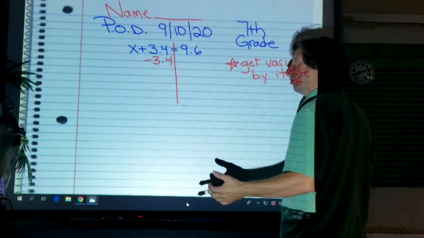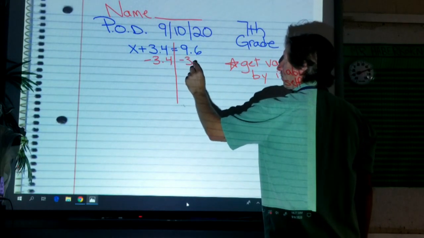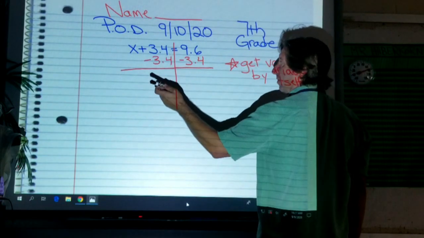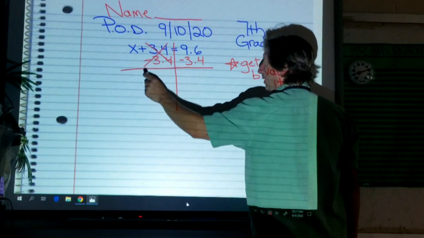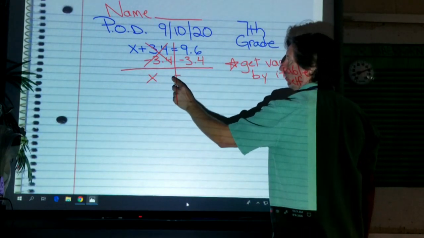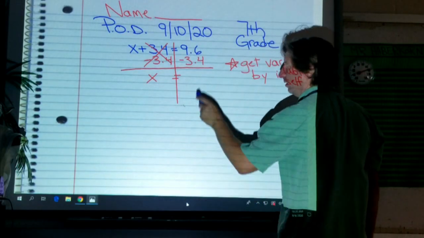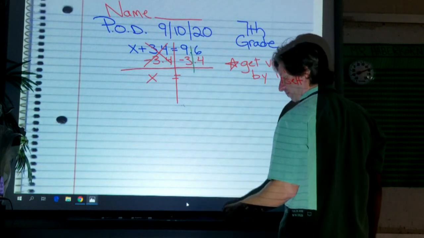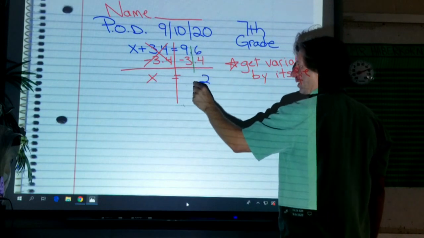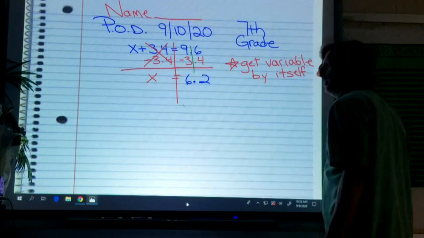Next step said if we did it to one side, we have to do it to the other. Okay, 3.4 minus 3.4 is nothing. That's gone. Bring down my variable, which is now by itself, right? There's nothing else over here. And then just subtract straight down. You got to make sure when we're doing decimals that our points are in a nice straight line. Okay? So 6 minus 4 is 2. Point. 9 minus 3 is 6. So x equals 6 2/10, or 6.2.